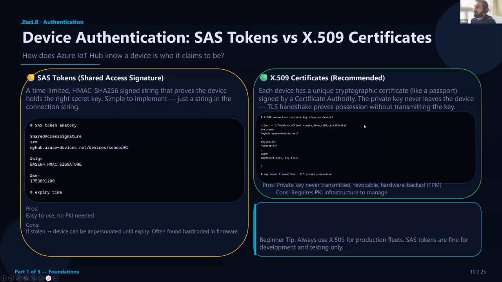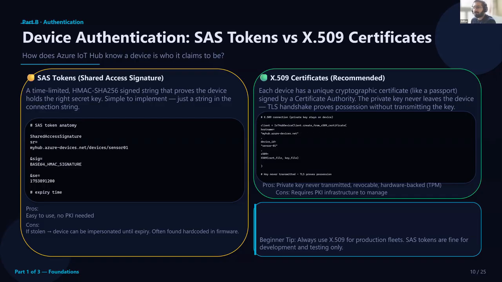Then the certificates. These are the production standard. Each device gets a unique certificate signed by your CA, stored in a TPM or secure element, or any other secure element. The private key never leaves the hardware. Certificates can be revoked instantly through the IoT Hub device registry. So this is the recommended approach for any production deployment.